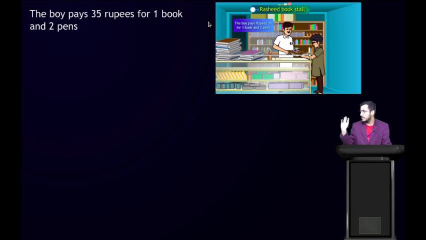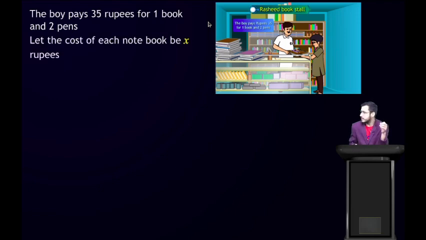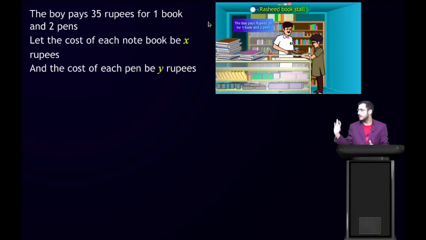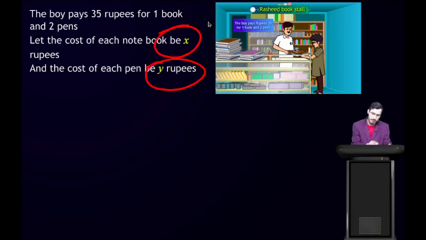The boy pays rupees 35 for one book and two pens. Let the cost of each book be x rupees and the cost of each pen be y rupees.